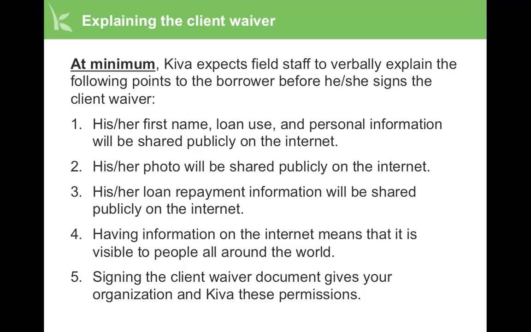At minimum, Kiva expects field staff to verbally explain the following points to the borrower before he or she signs the client waiver. 1. His or her first name, loan use, and personal information will be shared publicly on the internet. 2. His or her photo will be shared publicly on the internet. 3. His or her loan repayment information will be shared publicly on the internet. 4. Having information on the internet means that it is visible to people all around the world. And 5. Signing the client waiver document gives your organization and Kiva these permissions.